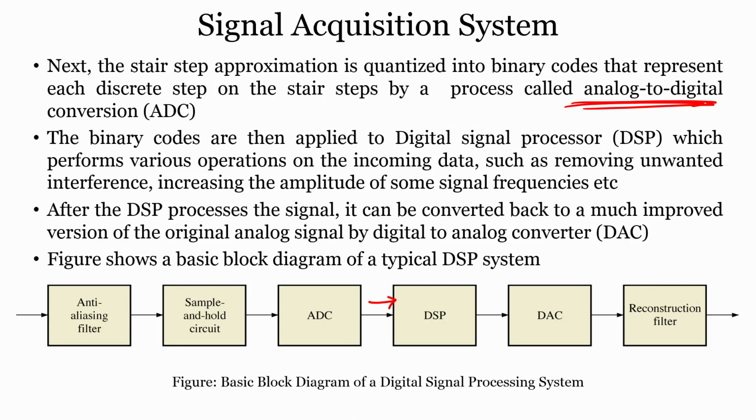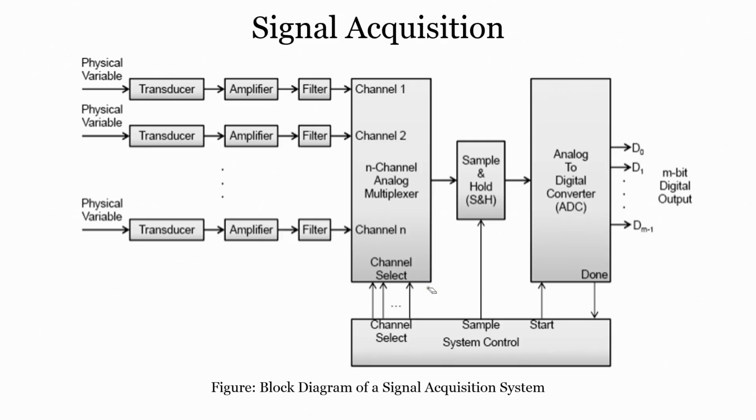Once it is processed in DSP, it can be converted back, because we require the information that was sent, right. So, after DSP processing the signal, it can be converted back to a much improved version of the original analog signal by DAC, and the figure shows the block diagram.